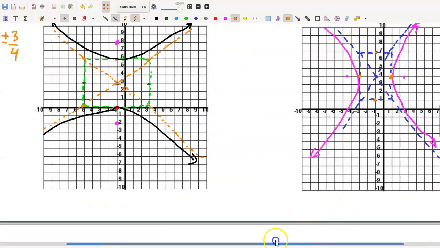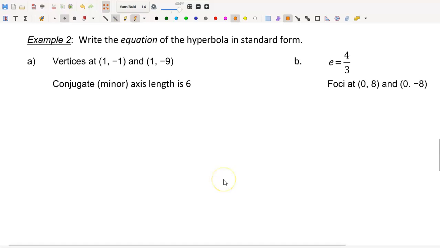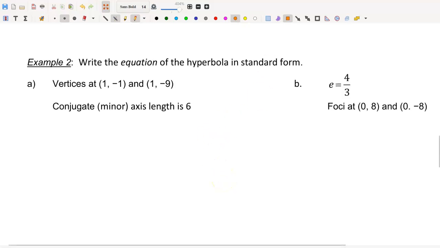Let's look at the mystery problems here that we have to put together. So we got our vertices. Go ahead and plot those.